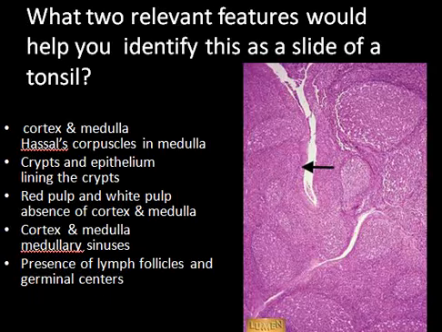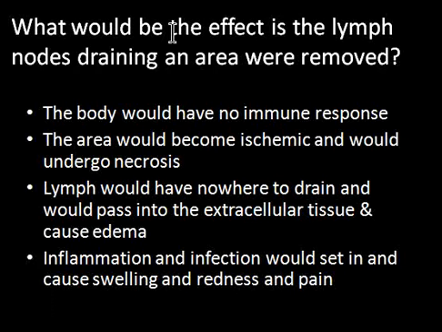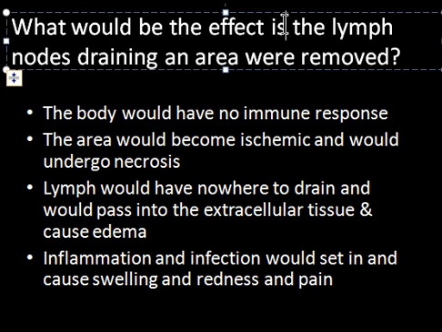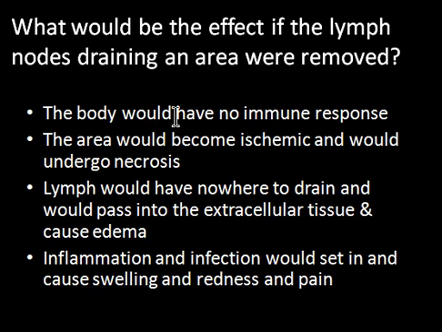Now let's go to the next question, which asks you, what would be the effect if the lymph nodes draining an area were removed? So what you would see is, look at all the choices you have. The body would have no immune response. Obviously this is false, because we are only removing lymph nodes from one particular area. Lymph nodes in all the other areas are still present, so the body would still have immunity. So this is not one of the answers.